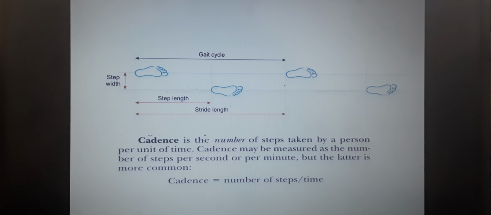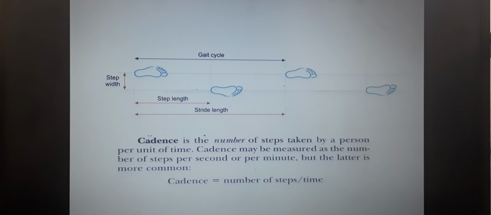Next, some of the important terminology we have to know: what is the step length, what is the stride length, and what is the cadence. First I will explain the step length. The step length is the linear distance between two successive points of contact of opposite extremities.